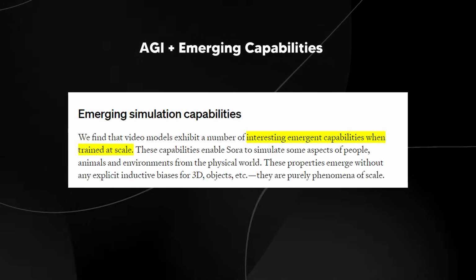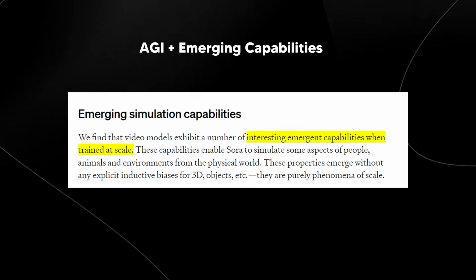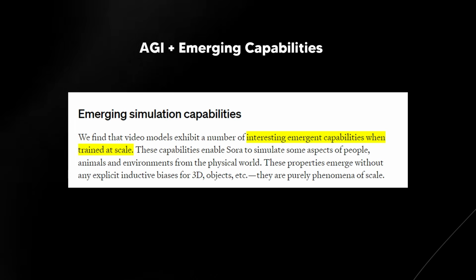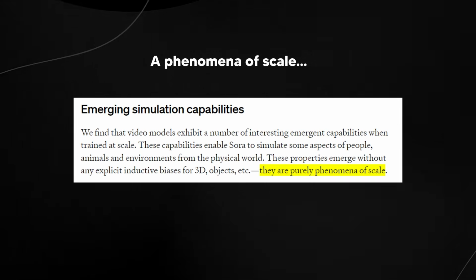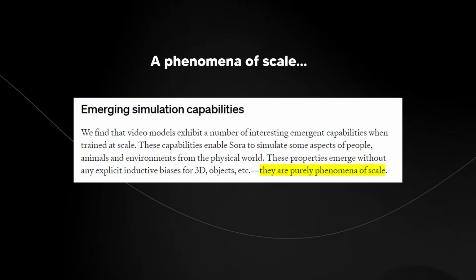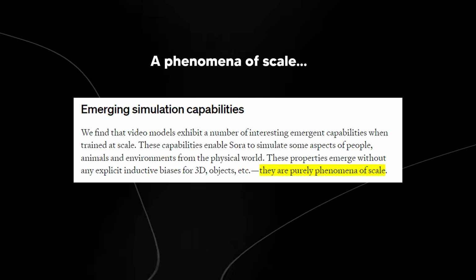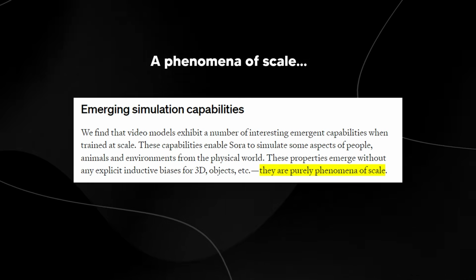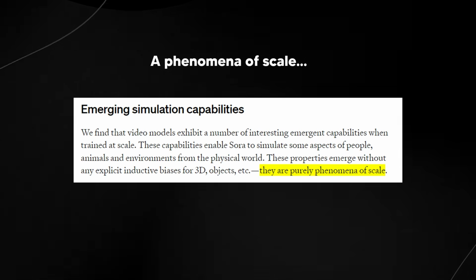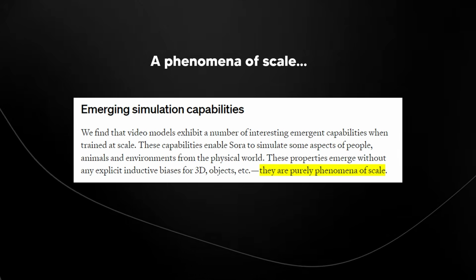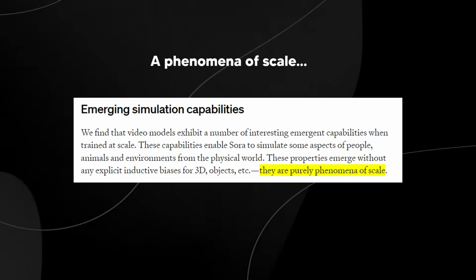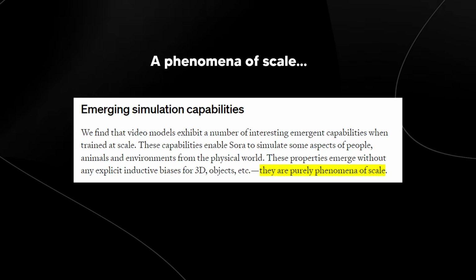So these emergent capabilities are of course things that we can't predict, but when we do have smaller systems, we can kind of see where things are going to go with compute, that's why this is crazy. And remember guys, in this part of the paper/blog post, they essentially state that these properties emerge without any explicit inductive biases for 3D objects. They are purely phenomena of scale, which does go to show that once we scale things up even more, guys, can you imagine the kinds of AI systems that we're going to get? And can you imagine the emergent capabilities that could come out of this kind of scale, guys? It's pretty crazy, and we do know that things have happened in the past with GPT-4 and the theory of mind that we did get.